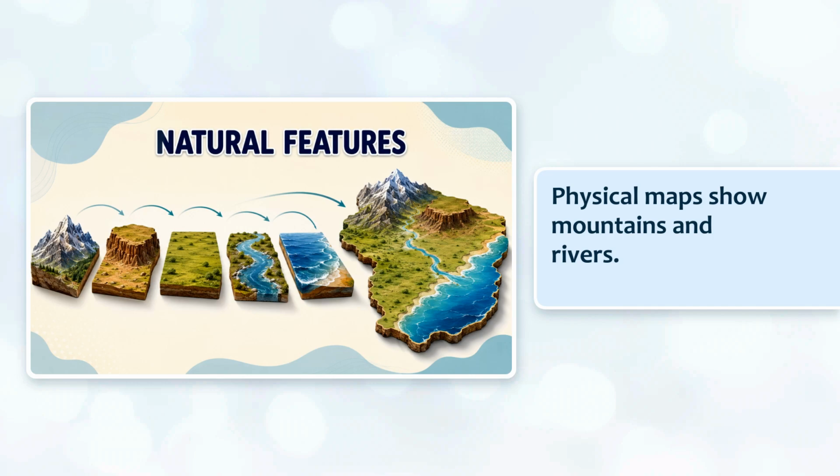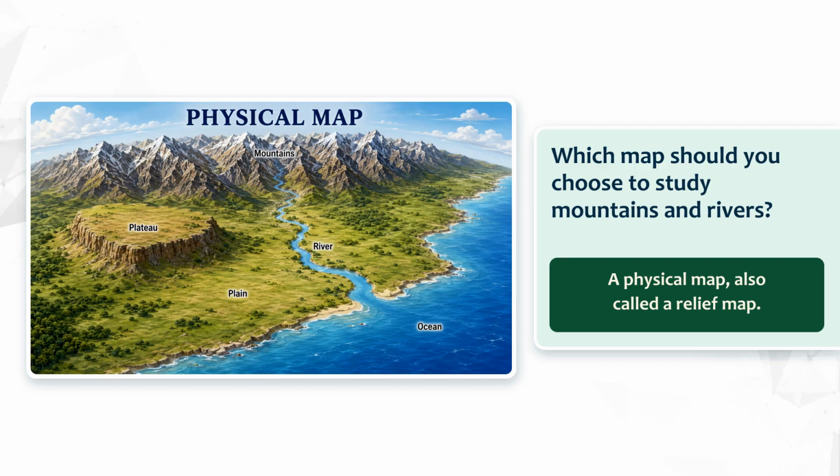Match the map to what it shows. Physical maps show mountains and rivers. Natural features are the important clues on a physical map. Recall the features you just examined. Which map should you choose to study mountains and rivers? The natural features give it away. A physical map, also called a relief map.